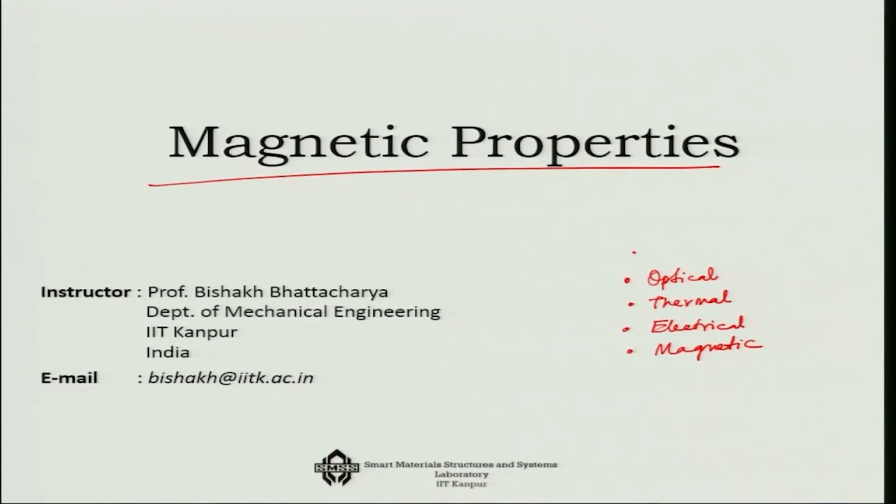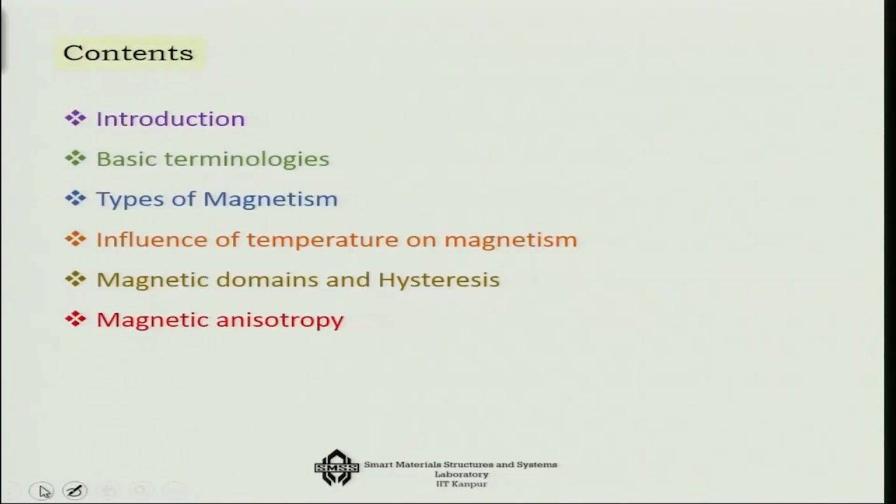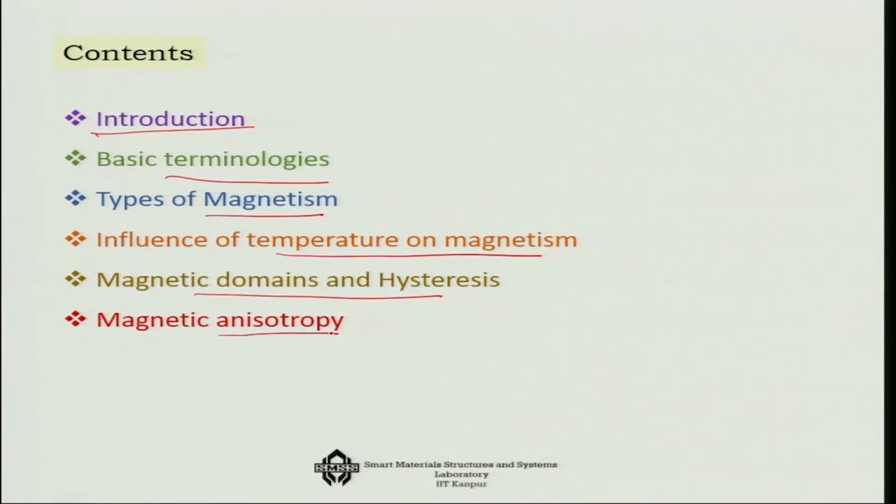So you add that to your list of knowledge on the mechanical property. I can say now, at the very fag end of the course, you have more or less a very good kitty of material properties with you to go ahead with design and product development. So in this lecture we are going to give a small introduction to magnetism and basic terminologies, types of magnetism, influence of temperature on magnetism, magnetic domains and hysteresis, and magnetic anisotropy.